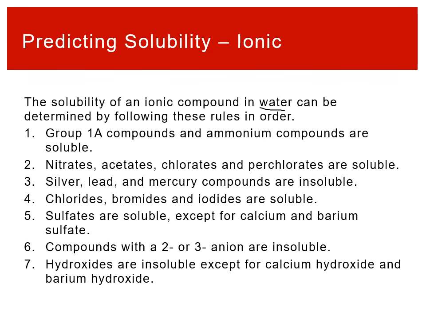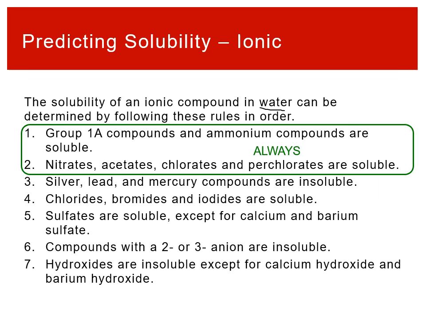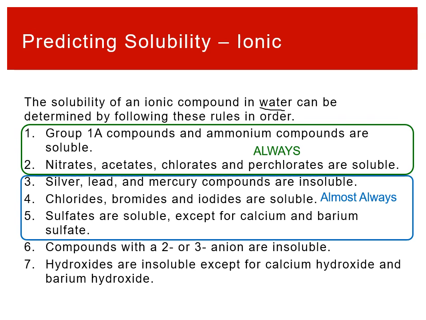The one thing about these rules is because they're in order, these top rules are the most important. So you start to get a tendency: group 1A compounds, the alkali metals, so sodium, potassium, lithium, those are the things we tend to see pop up in lab a lot as cations because they're always soluble. Nitrate is a very common anion that we use in the lab because it's always soluble. As we go down, these preferences are almost always true, but they aren't as strong as the top ones.